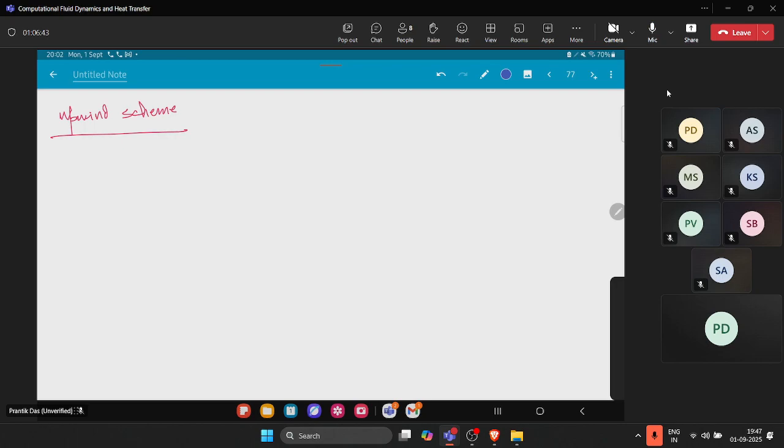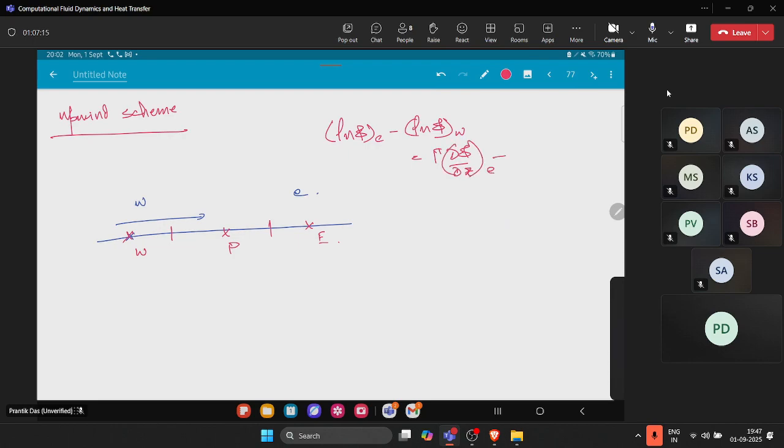So, for example, if the flow is happening from west to east, this one is the west cell center, this one is the P cell center, and this one is the east cell center. So this one is the east cell face, and this one is the west cell face. So rho u phi at east minus rho u phi at west equal to gamma d phi dx at east minus gamma d phi dx at west.